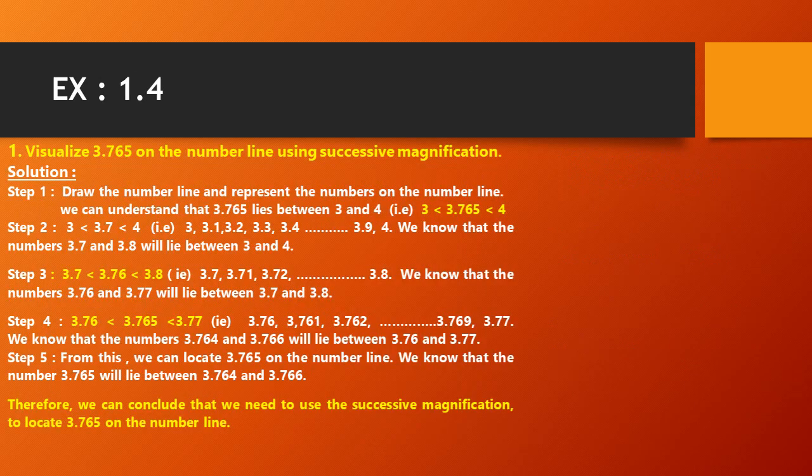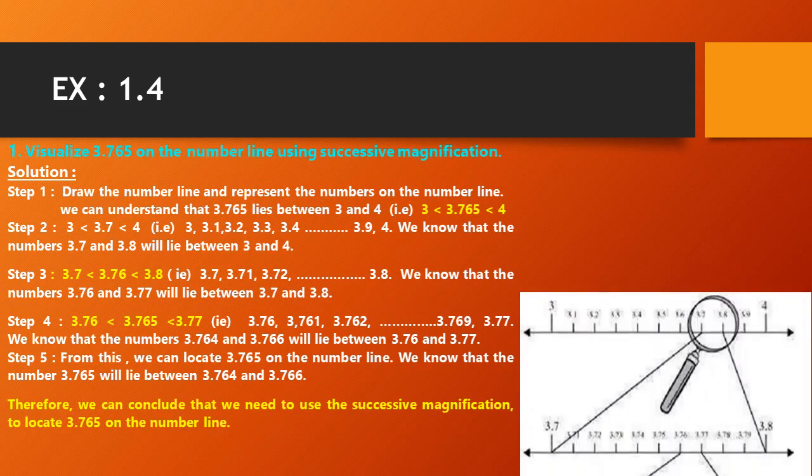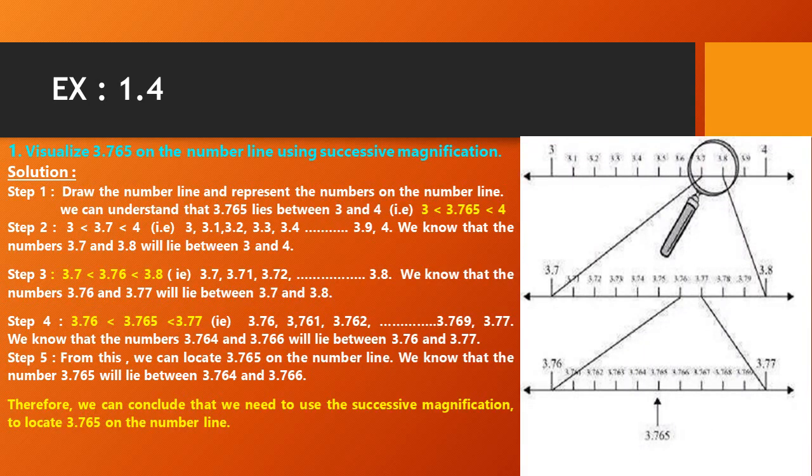Students, we can solve the problem number 1 in the exercise 1.4. Visualize 3.765 on the number line using successive magnification method. Solution. I have given the figure to illustrate this condition. First step, draw the number line and represent the numbers on the number line. We can understand that 3.765 lies between 3 and 4.